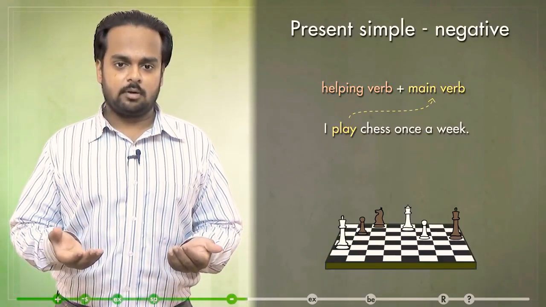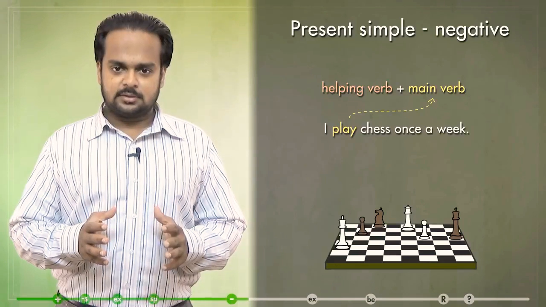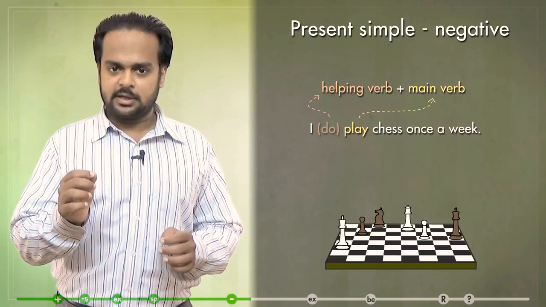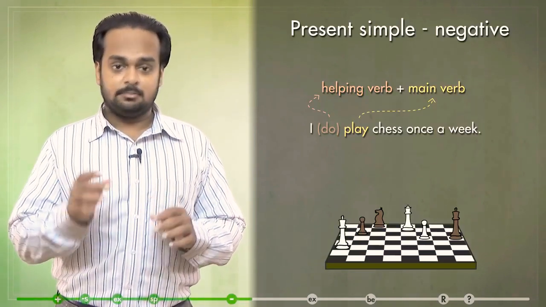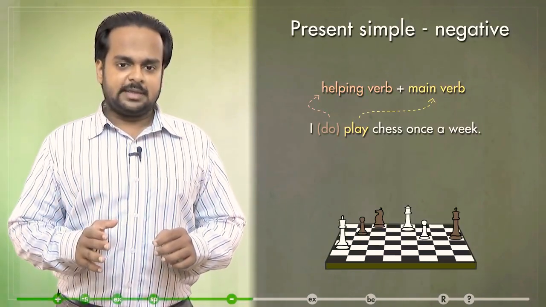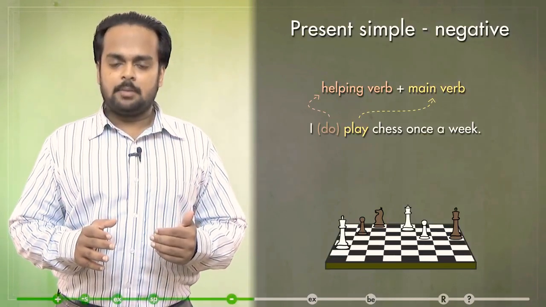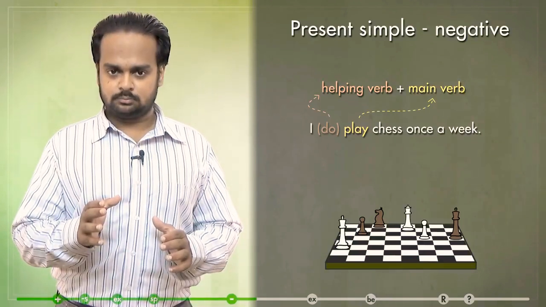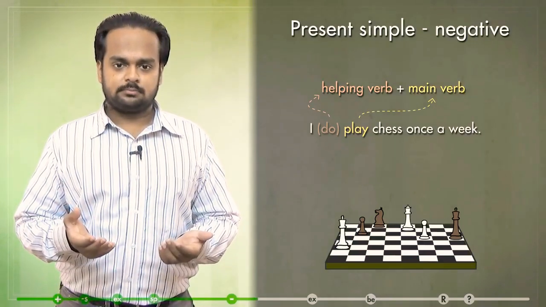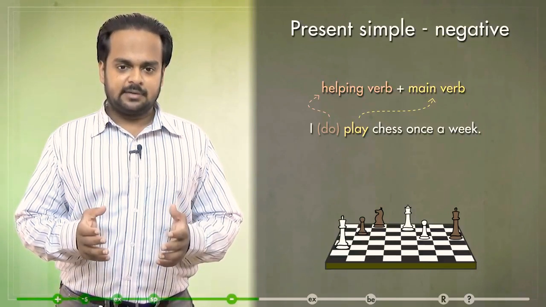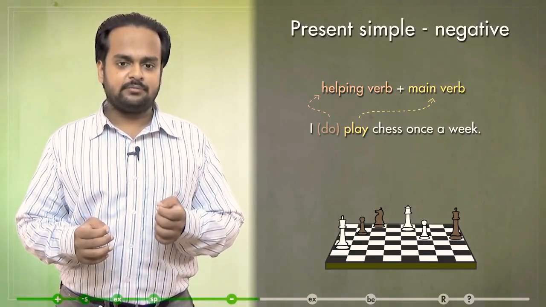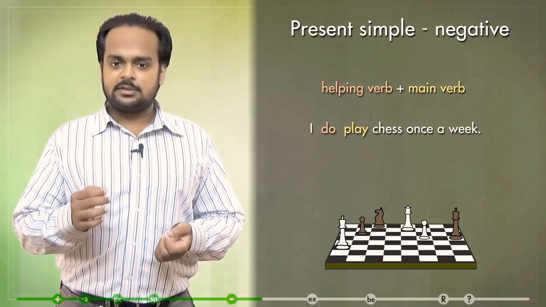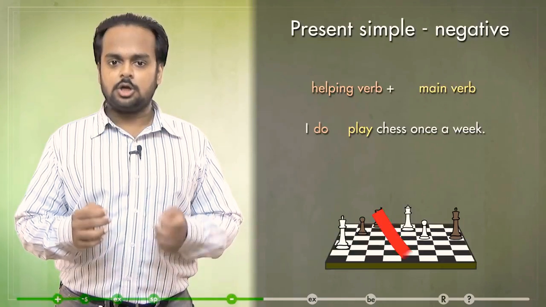So where's the helping verb? In the present simple tense, the helping verb is often hiding. It's the verb do. Normally, when we speak, we don't say it, but it's still there. Now, different tenses have different helping verbs, but remember that for the present simple tense, the helping verb is do. Okay, why is this important? It's important because to make negative sentences, you need to bring the helping verb out of its hiding place. That's the first step. The second step is to add the negative word not.